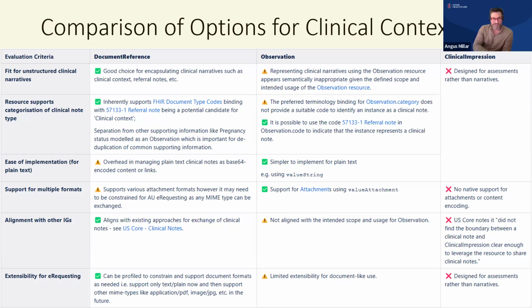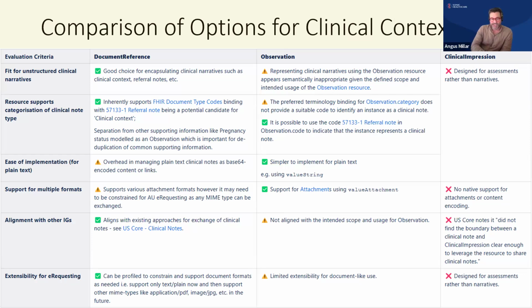Separation from other supporting information like pregnancy status, modeled as an observation, is important for deduplication of common supporting information. And then on the right, they're saying for observation, the preferred terminology binding for observation category does not provide a suitable code to identify the instance of a clinical note. That category code tends to be things like chemistry or hematology or imaging. So they're saying there isn't really a category code that fits referral note or clinical notes.